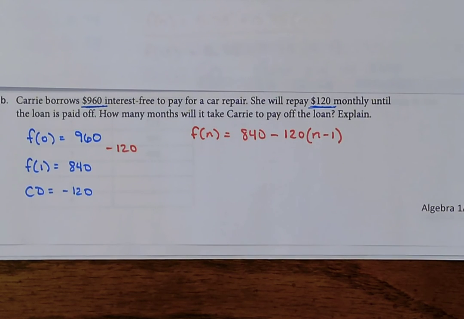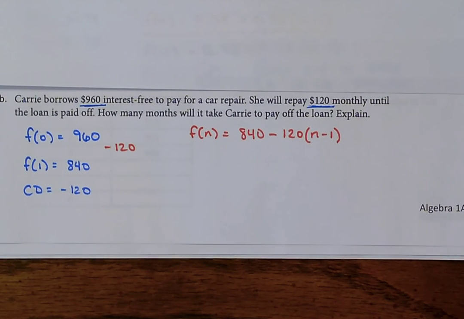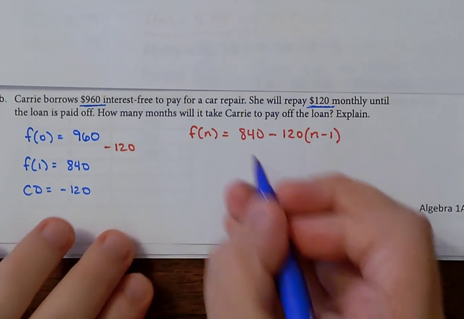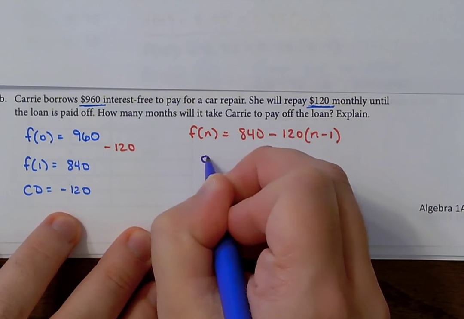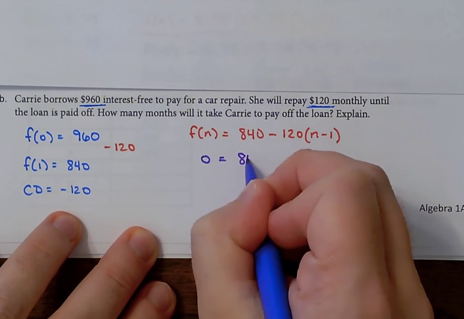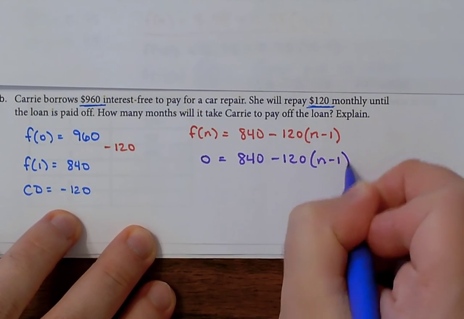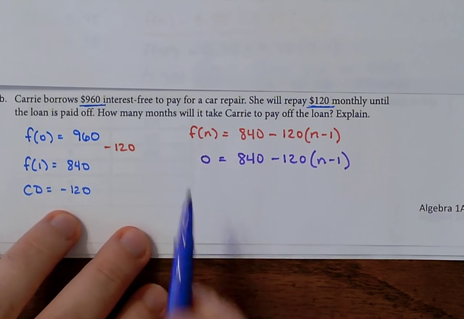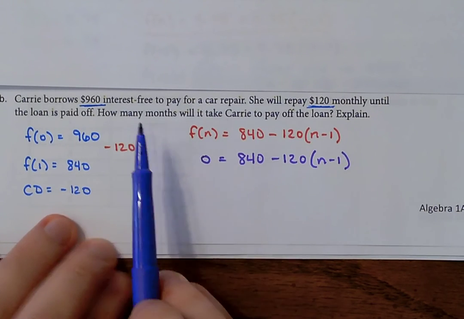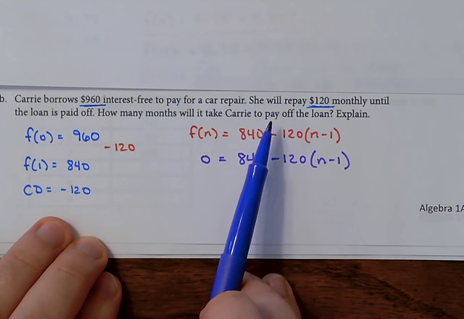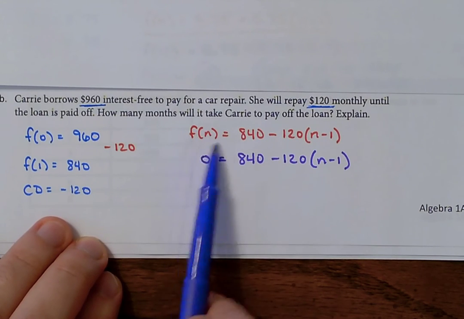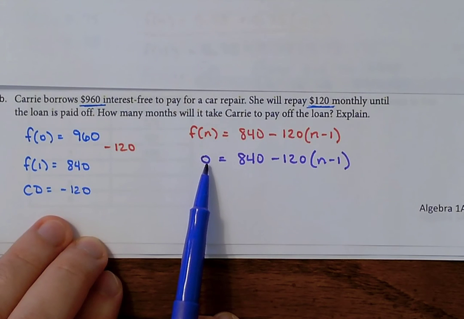Now, a couple of ways you could do this is you can just plug in numbers for n. So you could plug in 1, 2, 3, 4, 5, 6, 7, 8, 9, 10 until you get to 0. Or I can go through and plug 0 in for f of n and set it equal to 840 minus 120 times n minus 1. Again, the reason why I'm plugging 0 in for f of n is because it wants to know how many months it will take Carrie to pay off the loan, which would mean it would be at 0, so this is how much is remaining. So we want to make that 0.